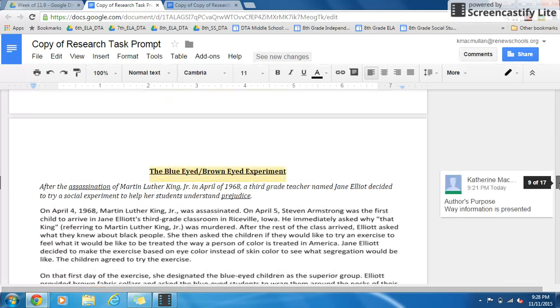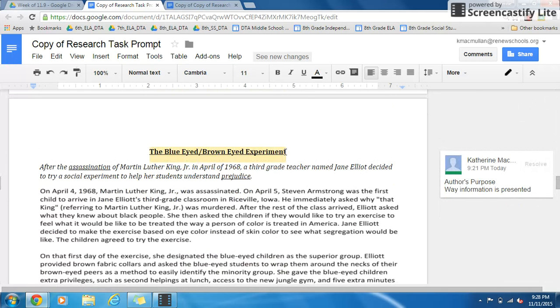So when you get to your blue-eyed, brown-eyed experiment article, go ahead at the top and set your purpose. We're looking for author's purpose while we read, as well as the way information is presented. And your teachers are going to be checking for annotations when you come up front, so make sure that you are annotating your text.